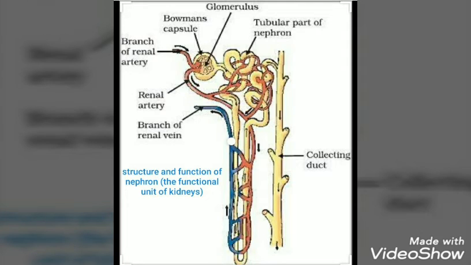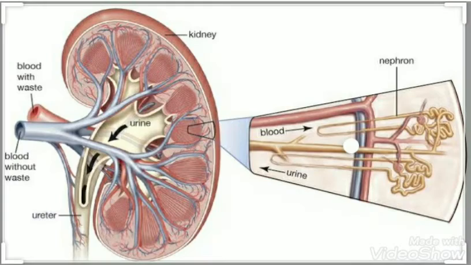Hello students, today we will be covering the topic: the structure and the functioning of the nephron. See, each kidney consists of more than 1 million nephrons. Yes, you heard that right, more than 1 million nephrons, which are the functional unit of the kidney.